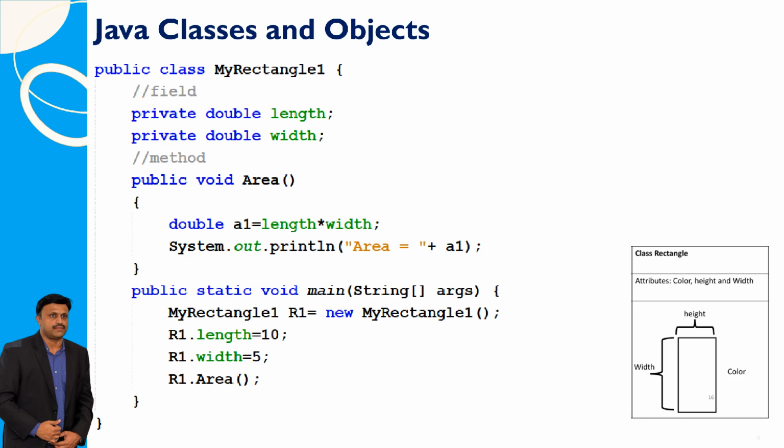MyRectangle1 class defines a rectangle with private fields for length and width. It includes a method area that calculates and prints the area of the rectangle. In the main method, an instance of MyRectangle1 is created, its length and width are set to 10 and 5 respectively, and the area method is called to display the computed area.